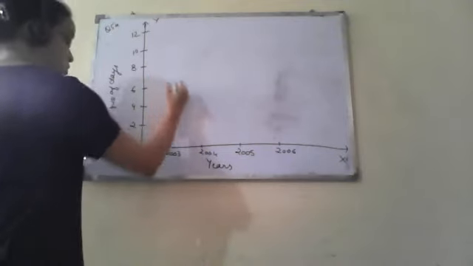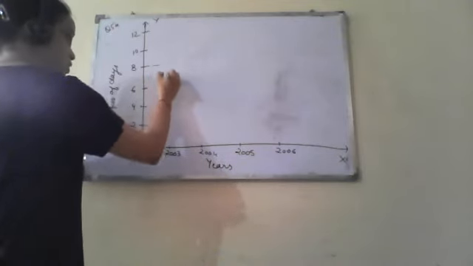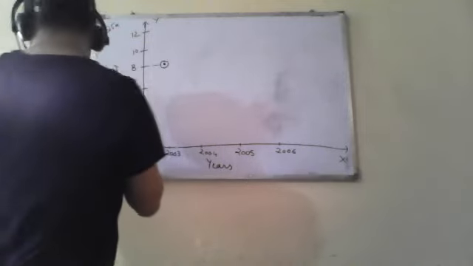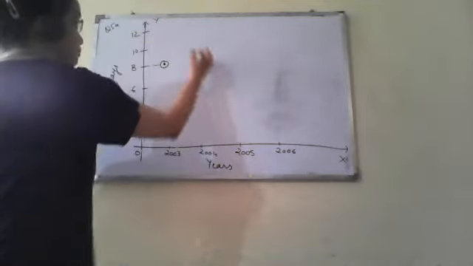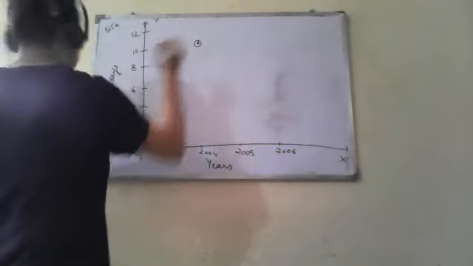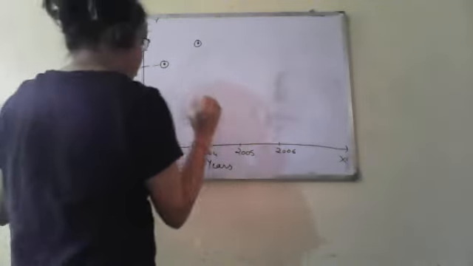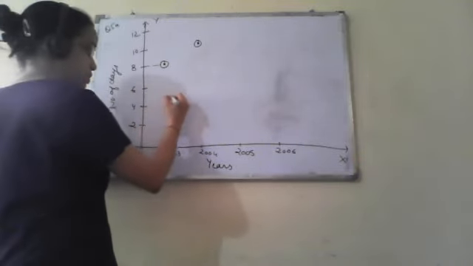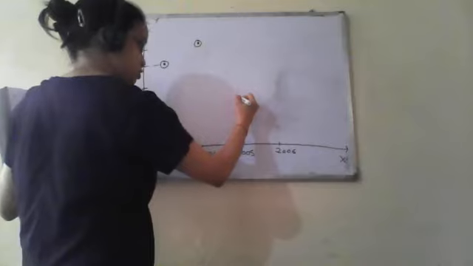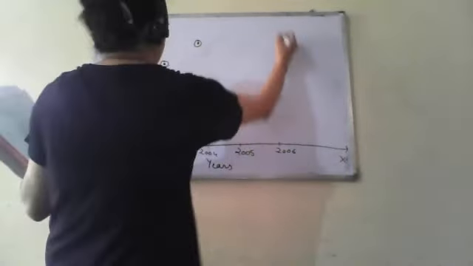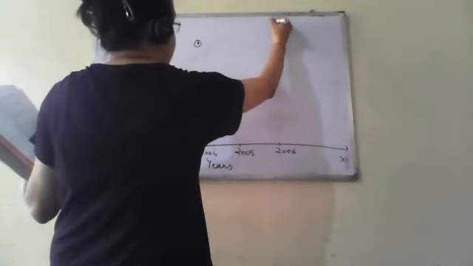So this is 2003, number of days are 8. In 2004 the number of days are 10. So we will plot here. And in 2005 the number of days are 5. So 5 will lie between 4 and 6. So this will be 2005, and 2006 it is 12. So 2006 and 12.